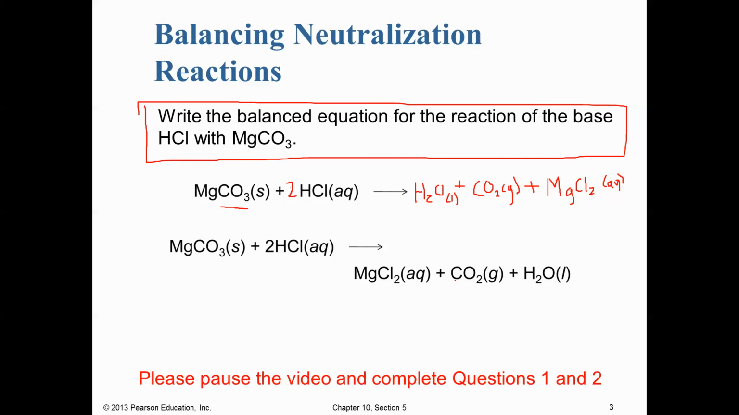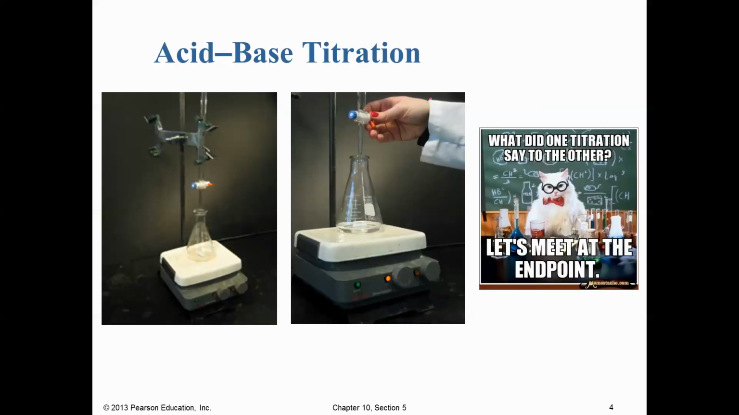Alright, welcome back. Let's move on to our final topic, which is acid-base titration. This is a method people use oftentimes to find out the concentration of a solution. If you haven't done it already, in lab you're going to be using a base in order to titrate an acid and find the concentration of that acid.